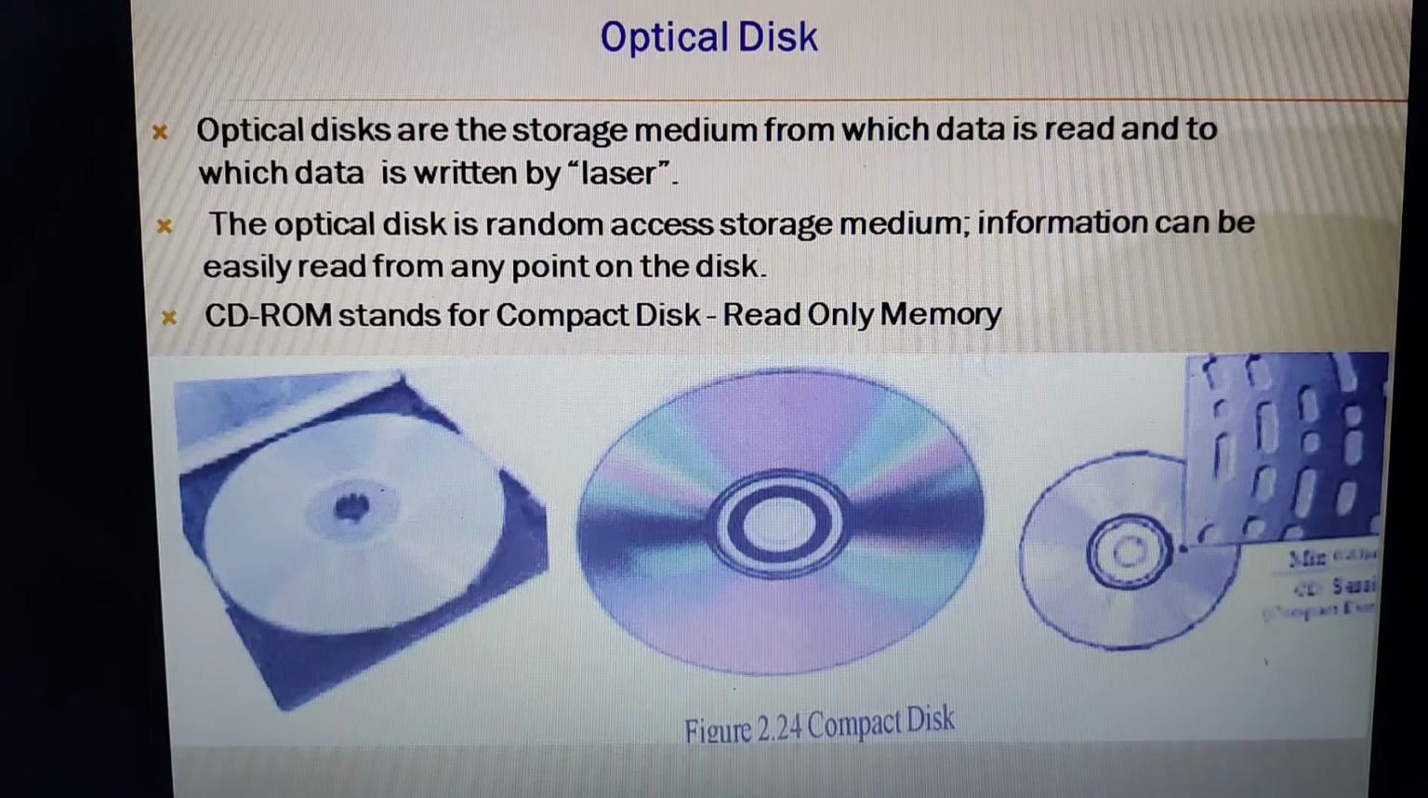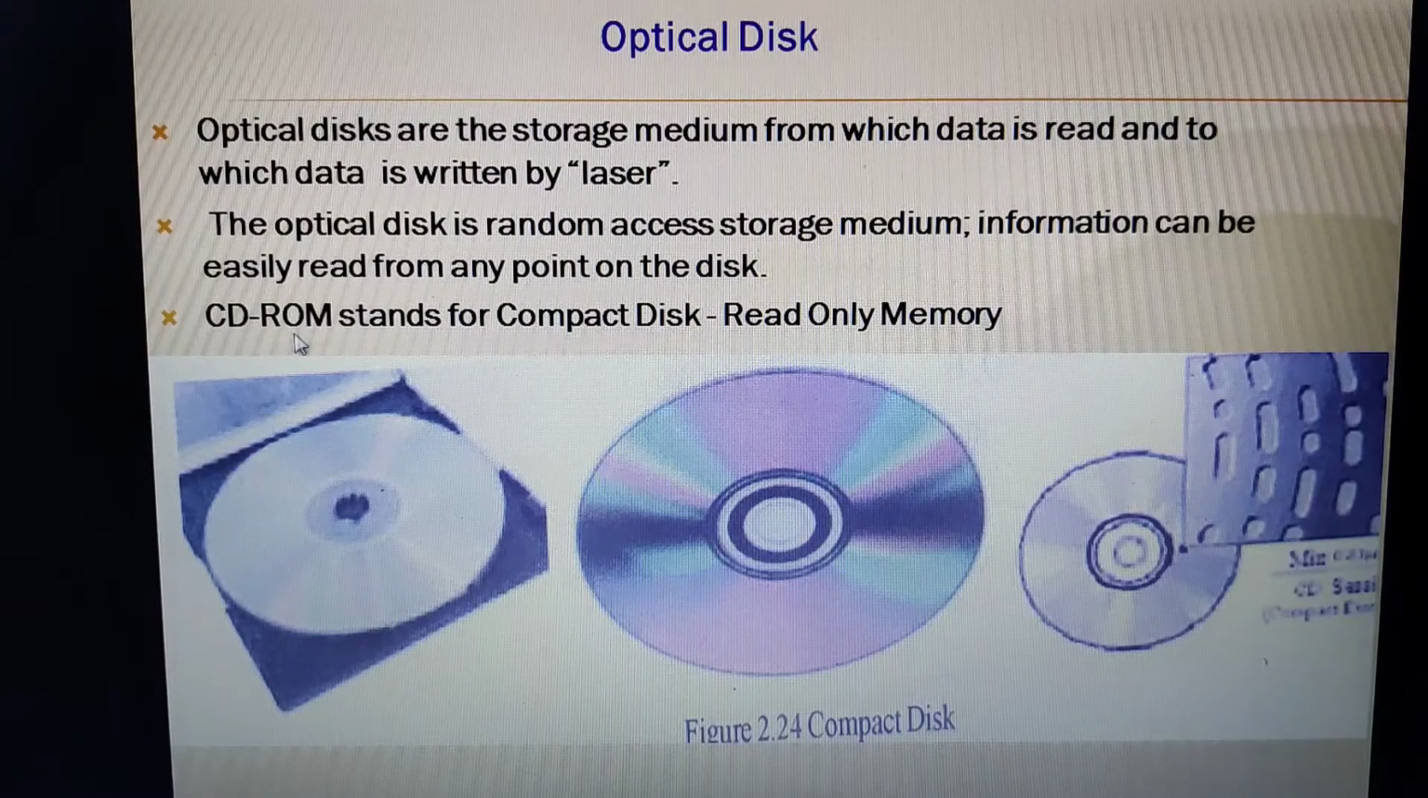So the optical disk is a kind of random access storage medium. By now I hope you have an idea what random access and serial access media are. Random access means you can store and retrieve the contents from any location. From any location you can play the contents, whether it is an audio file, a video file, or any other kind of file. Therefore the information can be easily read from any point on the disk.